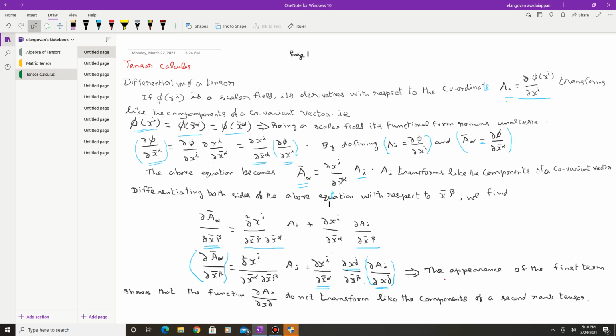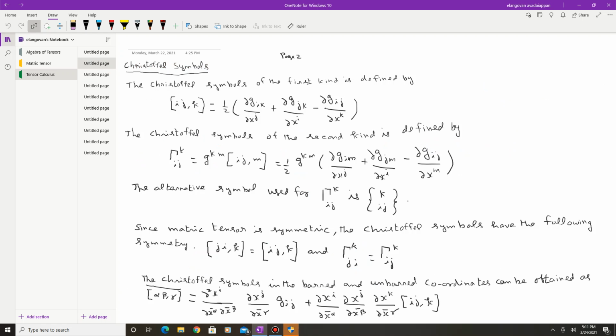One is the unbarred coordinate system, where partial dai by partial dxj is the differentiation of a with respect to the unbarred coordinate system. Partial d a alpha bar by dx beta bar is the differentiation of this vector in the barred coordinate system. They are not satisfying the tensorial type of transformation because of the presence of the first term. Therefore, this is not a tensor. So the differentiation of this vector is not a tensor. Now let us define Christoffel symbols.